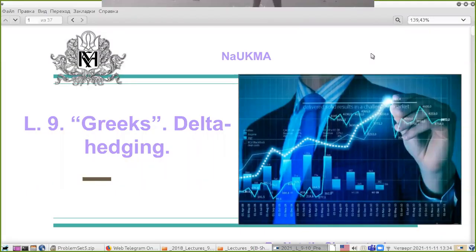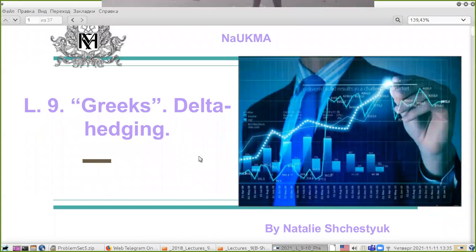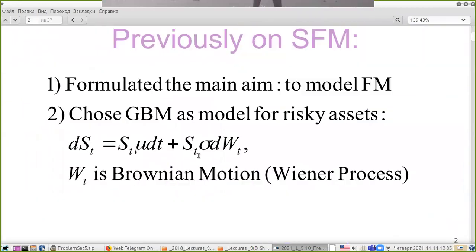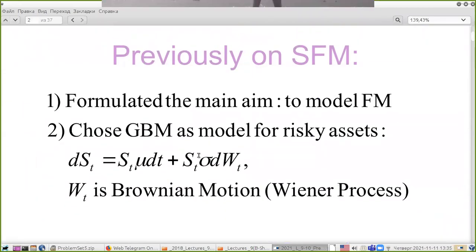So hello everyone, and we have the next lecture. It's a lecture about Greeks. It's interesting. Greeks in financial mathematics, but previously on stochastic financial mathematics, we formulated the main aim of our course: to model a financial market.